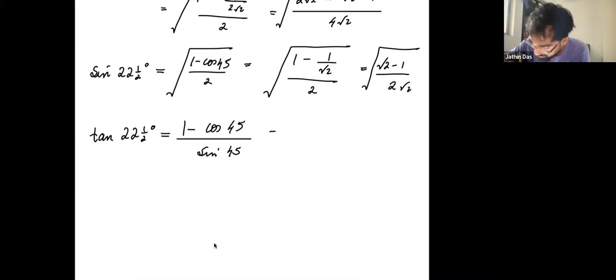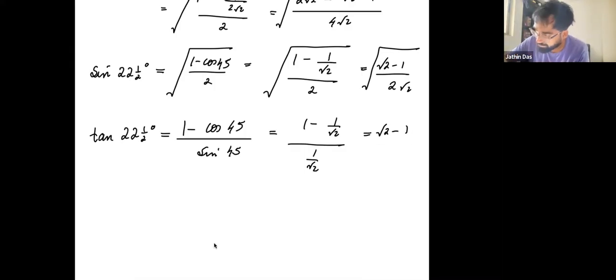Okay. So 1 minus 1 by root 2 by 1 by root 2. So I think it is root 2 minus 1. Yeah, root 2 minus 1. Correct? ये याद रखना चाहिए. This should come in your formula book. Tan 22.5.